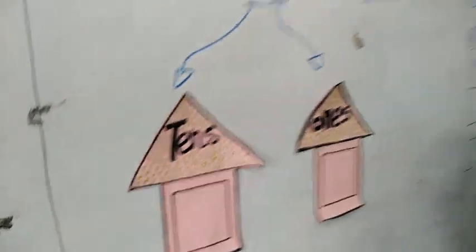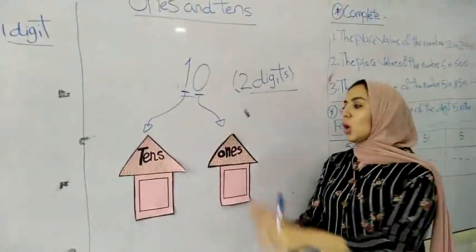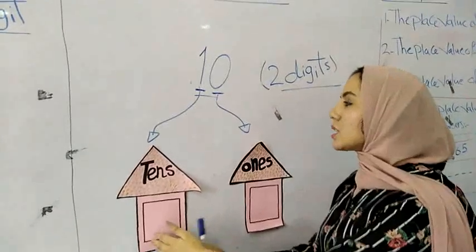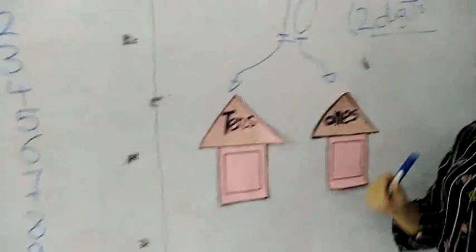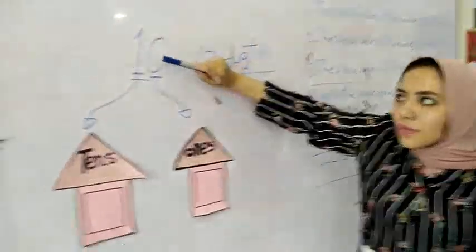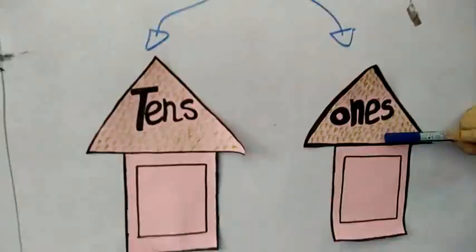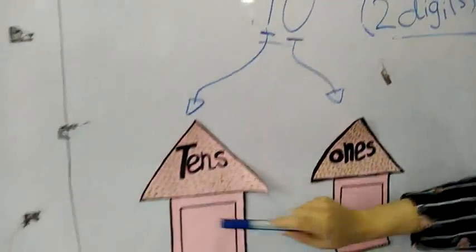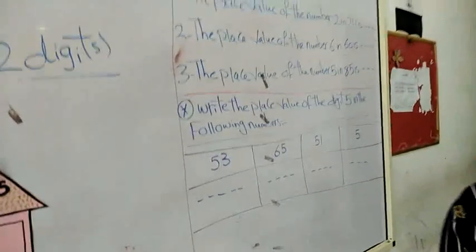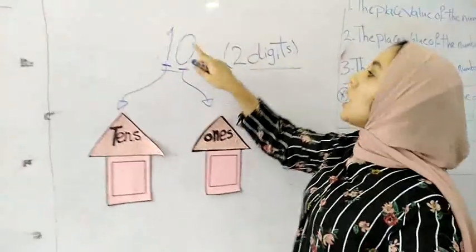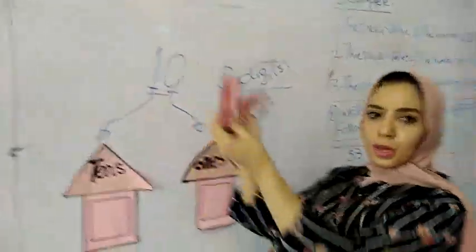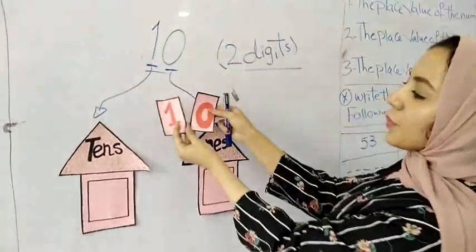And now number 1, what shall we do? We will build another place for 1 and it's called tens place. So now we have 2 places, ones place and tens place. The first one for ones place and the second one for tens place. Let's make number 10 by using cards.